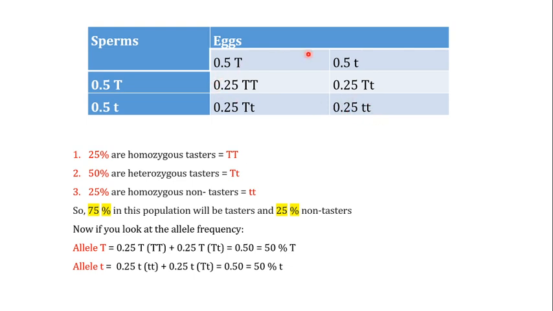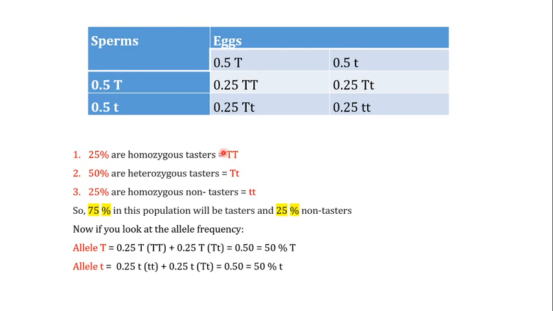So if you talk about the complete population, 25% are homozygous tasters. This is 0.25, this is 0.25, this is 0.25. All of them are equal, representing 25% each. So 25% are the homozygous tasters, as you can see here. 50% will be heterozygous tasters: this is 25%, this is 25%. And 25% will be homozygous non-tasters. So in this population, 75% will be tasters, irrespective of whether they are homozygous or heterozygous, and 25% will be non-tasters.